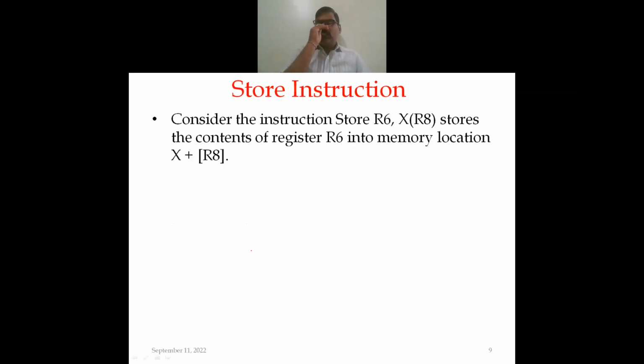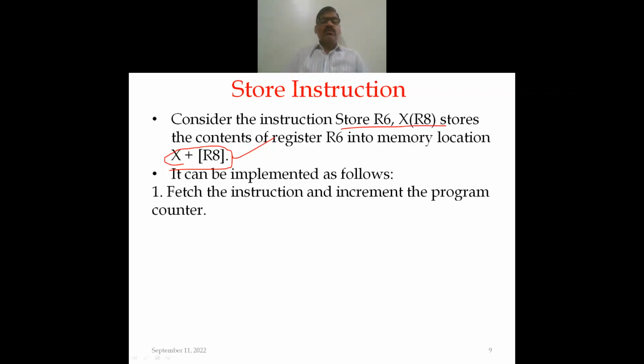That is, this final step is written as no action. So for example, consider this instruction: store R6 comma X of R8. It stores the contents of R6 register into a memory location X plus contents of R8. So this gives you the memory location address, where you have to store the R6 register content. This instruction execution can be implemented as follows.